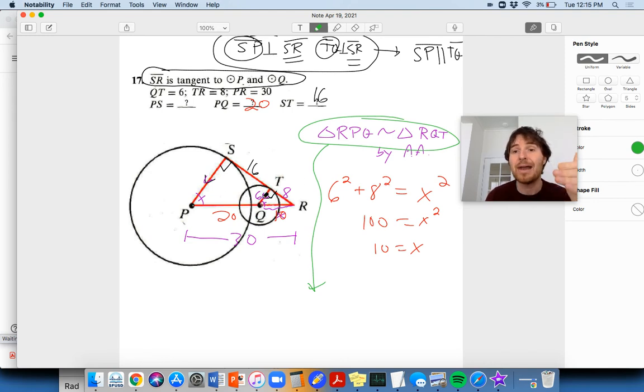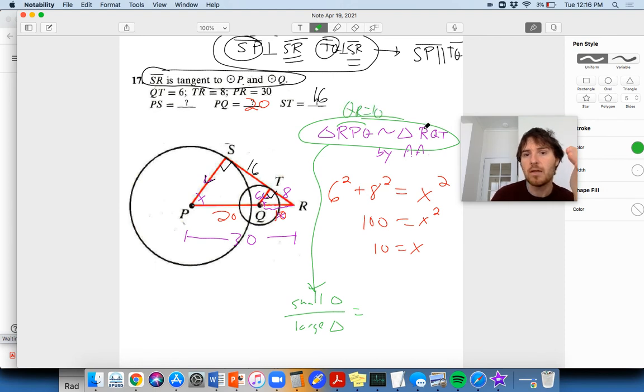Why do you do that? Well, this is the bottom of this top triangle. This is the bottom of this bottom triangle, like the large triangle here. So here we want to go small triangle to large triangle, okay? The way we can get the scale factor of that is to do small triangle. Well, here is 10. QR here is 10, okay? QR equals 10 right here.